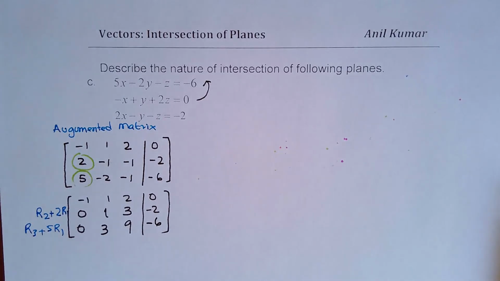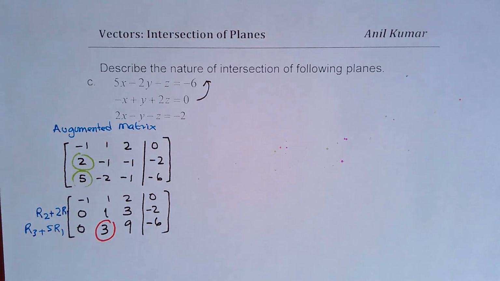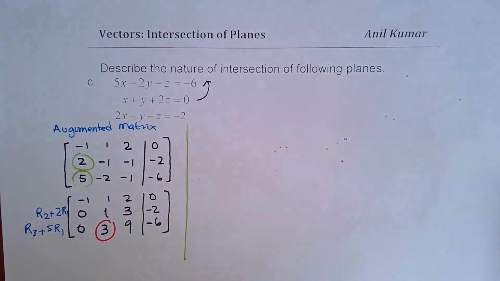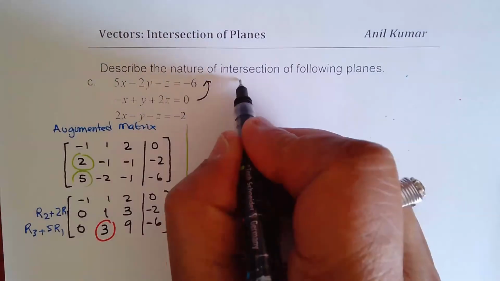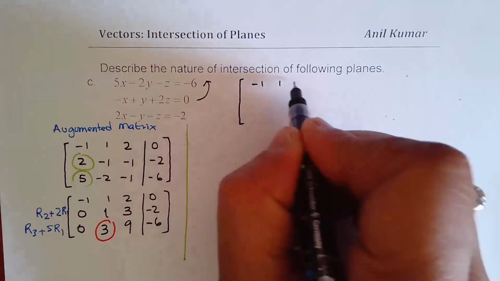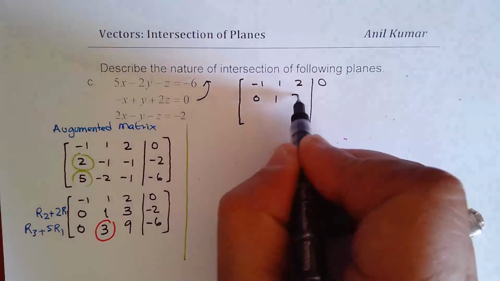So we have got these two zeros. Now we should get that 0 to get the point of intersection. So we are heading towards point of intersection. Now let me take it to the right side. We'll copy the first two equations as such, which is minus 1, 1, 2, 0. Then we have 0, 1, 3, minus 2.